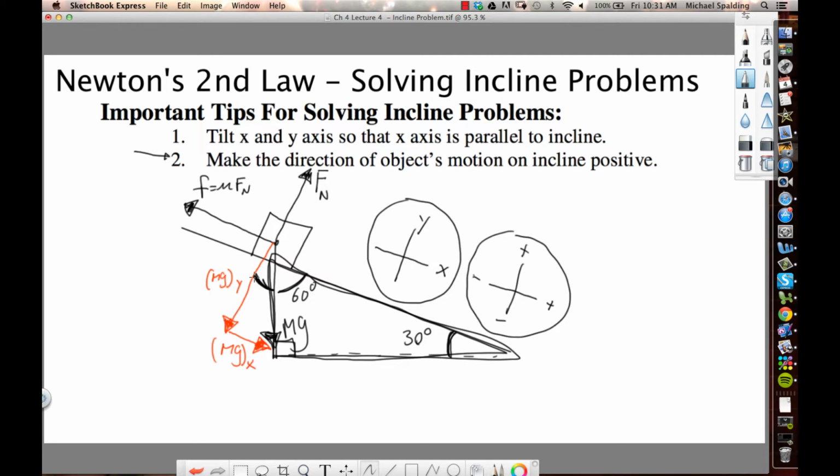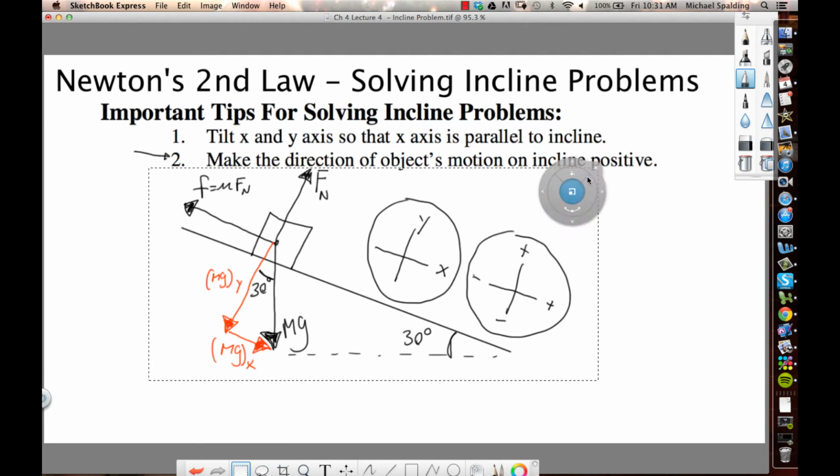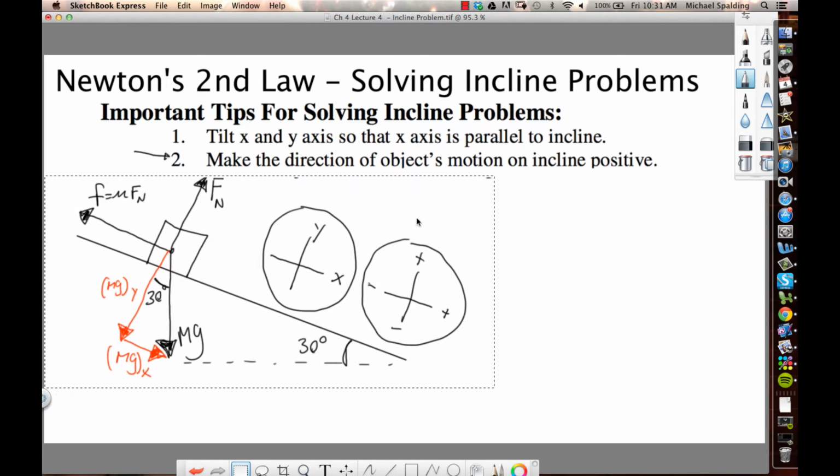So what must this angle over here be? It's got to be 30, because this is perpendicular, right? So you're going to need an angle to break mg apart. So this angle in here it's always equal to the angle of the incline. That's 30 degrees. Okay, so now we're going to sum the forces. So I need to make some room. Let me scoot this over. Scoot over there.